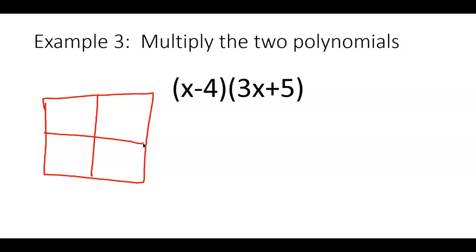Okay? Now, what we're going to do is take this first binomial and put it on the top. So I'm going to put the x here and the minus 4 here. Then I'm going to take this other binomial and put it down the side. So it's going to go 3x here and plus 5 here. All this is, guys, is just a way to organize your information. Basically I'm going to multiply this x by everything over here, and I'm going to multiply this 4 by everything over here also.